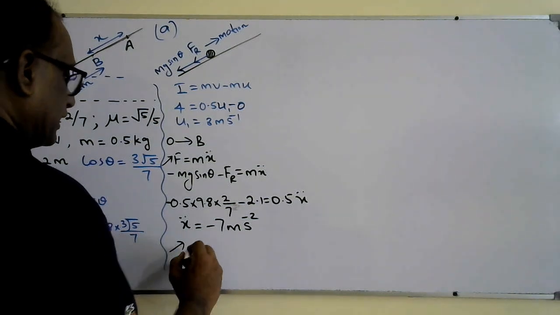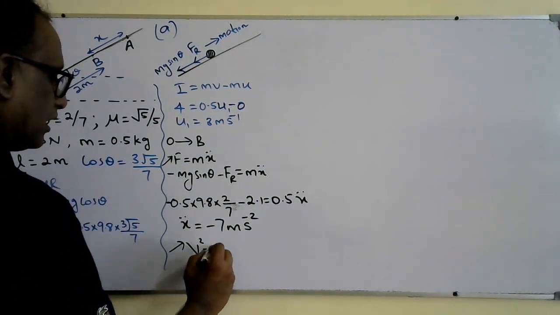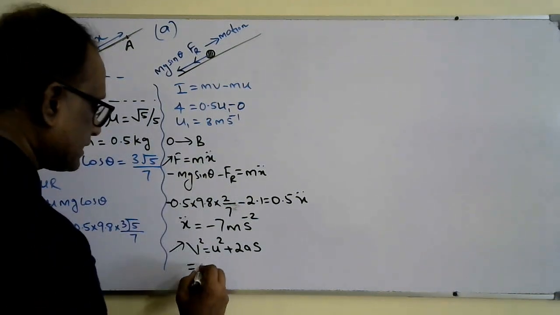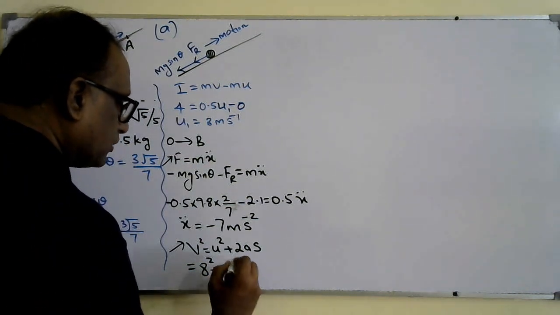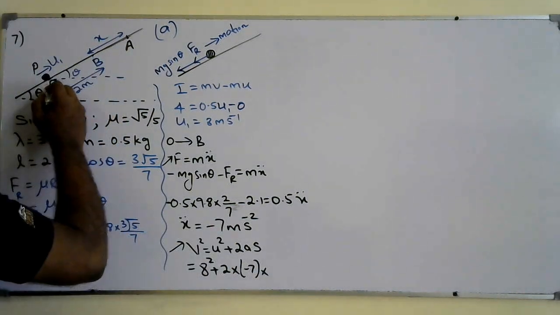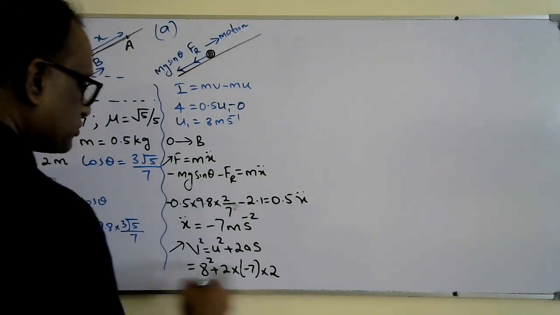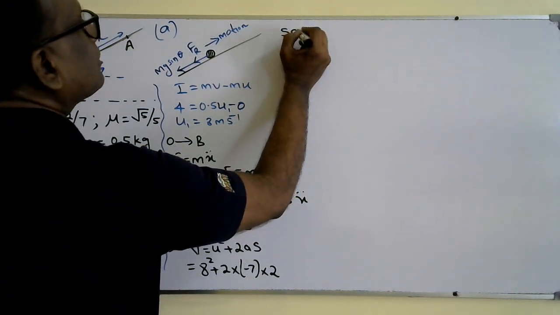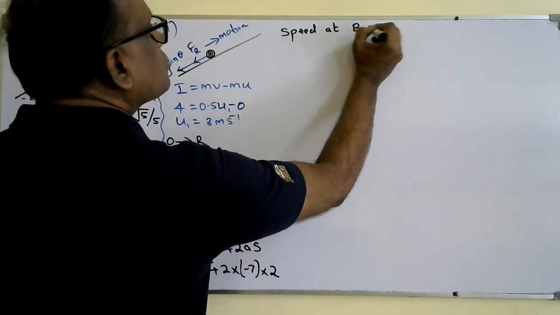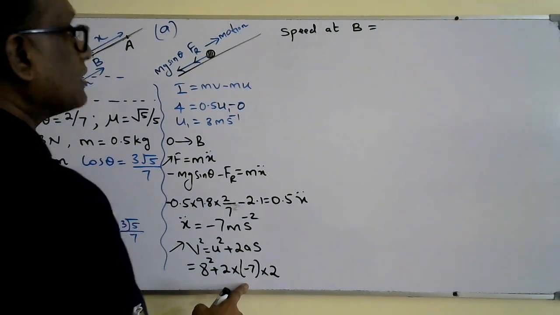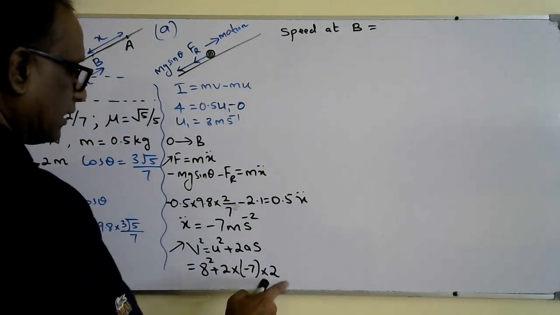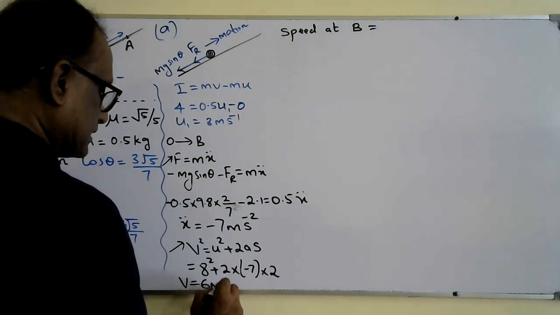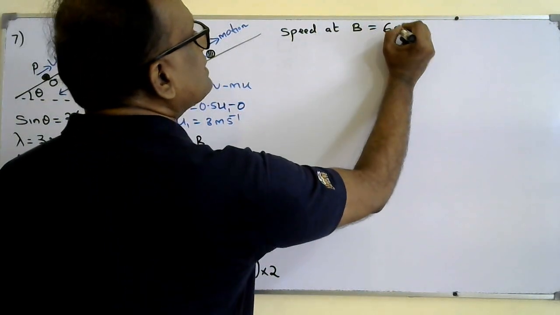Then we'll use the equation along the slope from O to B, v squared equal u squared plus 2as. We know that it was thrown at a speed of 8 meter per second, so 8 squared plus 2 into a, which is minus 7, into s, the distance from O to B, that is 2. Solve it, you will get 64 minus 28, so that will be 36. So V will be equal to 6 meter per second. So that's the speed at B. Speed at B is equal to 6 meter per second.